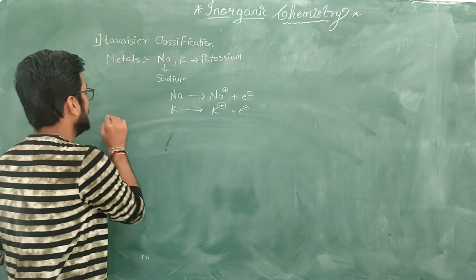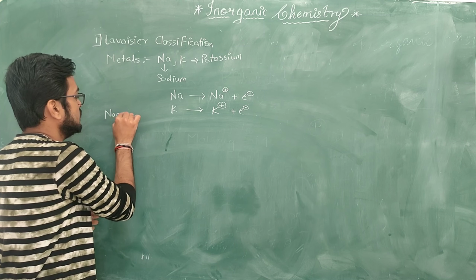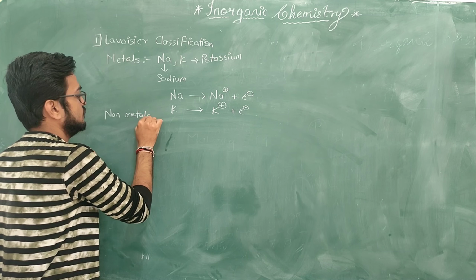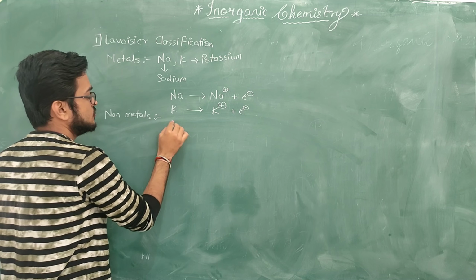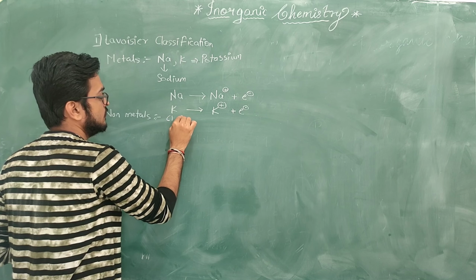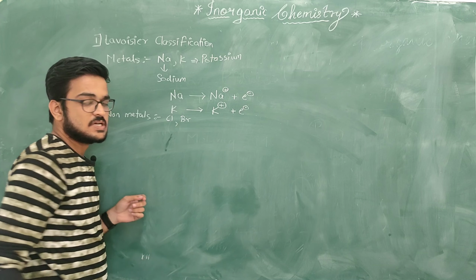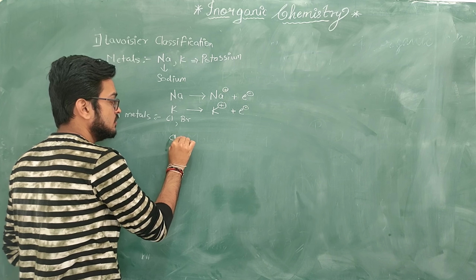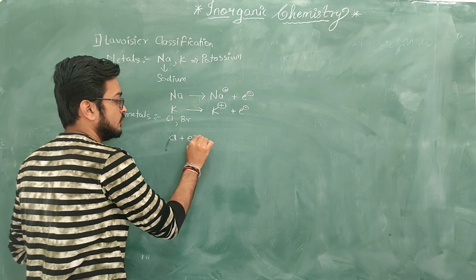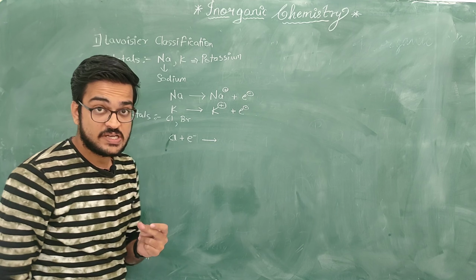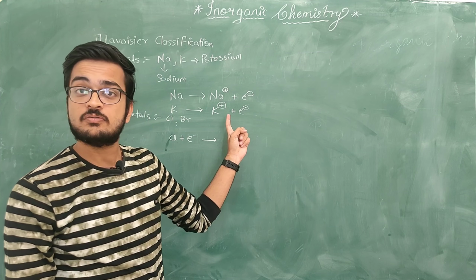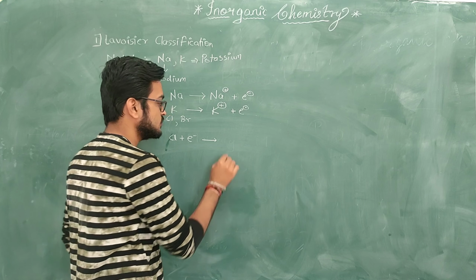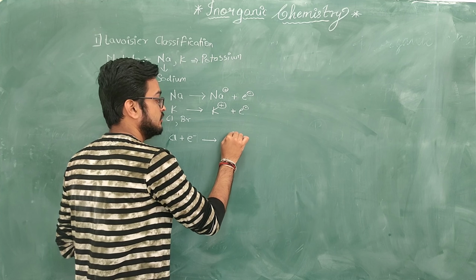And if I talk about non-metals, chlorine, bromine, these are the non-metals. Now what happens? They will accept an electron, and obviously which charge are they going to get? If it's positive while donating, it will be negative while accepting the electron, right? So they are going to get the negative charge.